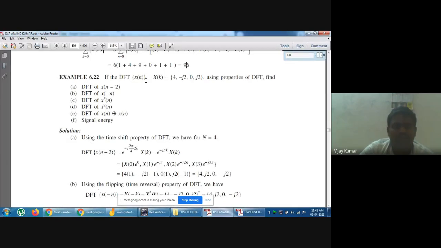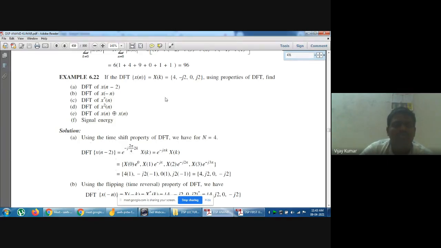If the DFT of x of n is X of k, 4, minus 2j, 0, 2j, with the help of the properties of DFT, compute the DFT of x of n minus 2. So for the DFT of x of n minus 2, which property do we need to apply? We need to apply the time shifting property. Recall the definition: DFT of x of n minus n naught is equal to e power minus j 2 pi by N n naught k into X of k. Here in place of n naught we got 2.